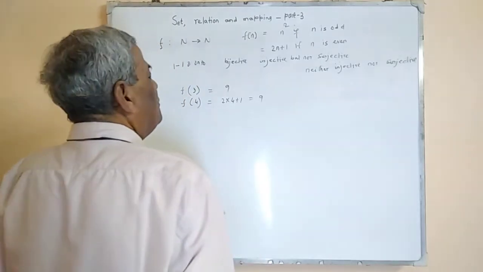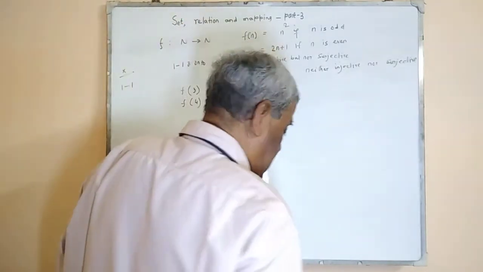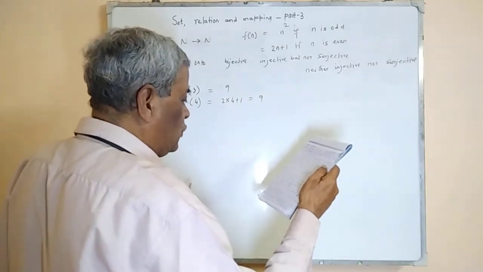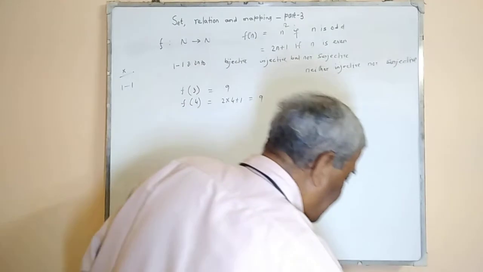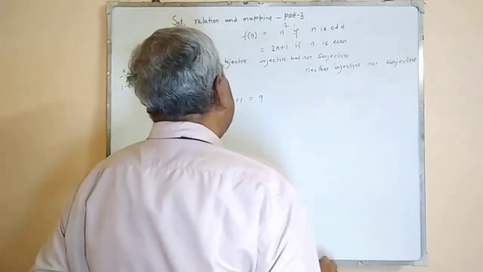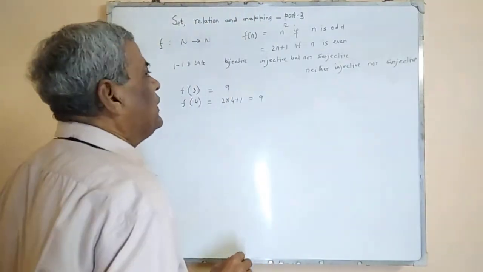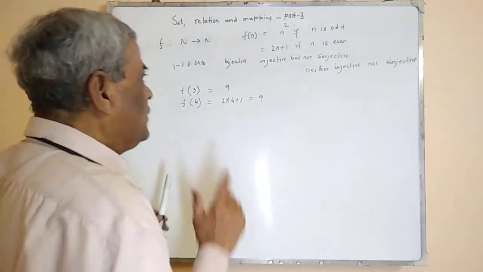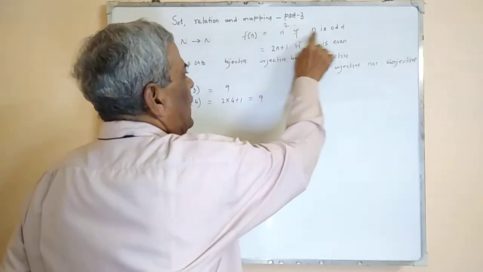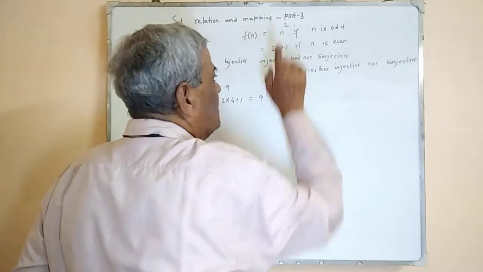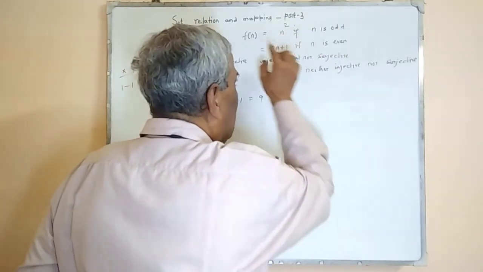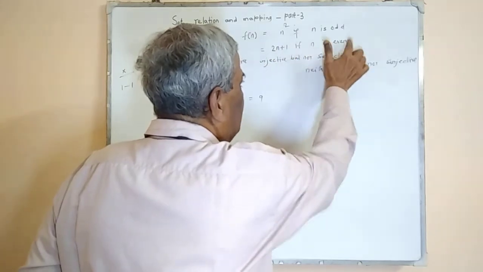Now next, find. Bijective means it is one-one and onto. Now let us see whether it is onto or into. Surjective is onto mapping. So let us see whether it is onto or not onto, means into. One thing, F(n) is equal to n square when n is odd. So n square must be an odd quantity. F(n) is odd when n is odd. Again, F(n) is this when n is even.